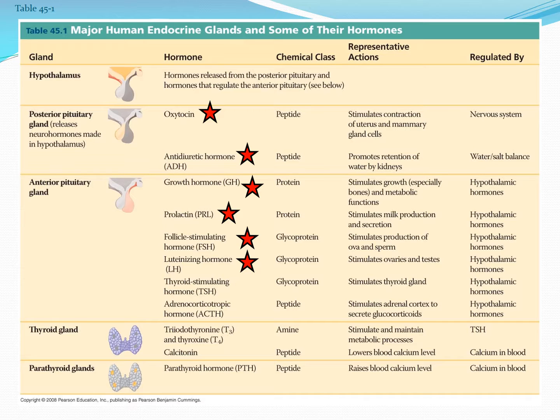Prolactin is going to be a hormone that stimulates milk production and secretion. Follicle stimulating hormone is going to stimulate the production of the eggs and the sperm, depending on which one you make. The luteinizing hormone stimulates the ovaries and the testes. It kind of helps with the maturation of the ova and the sperm. And there's a couple other ones on here if you want to stop and read about them.